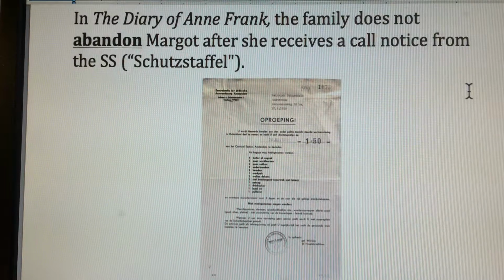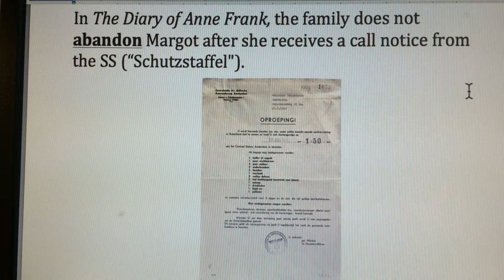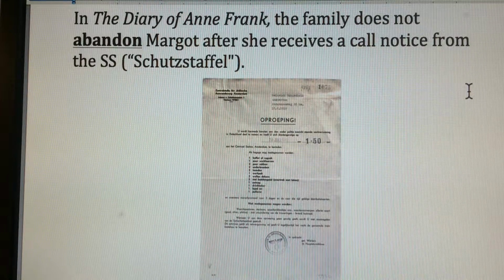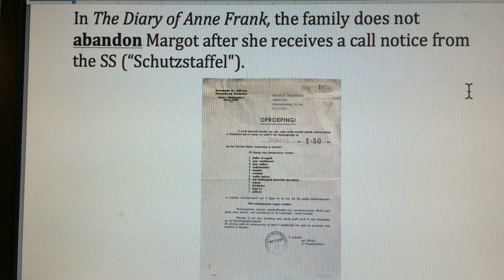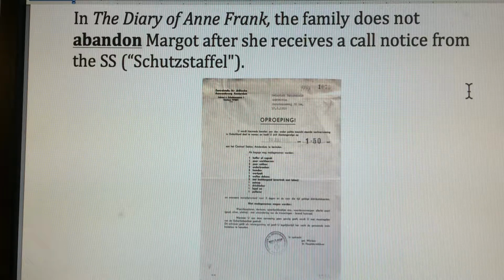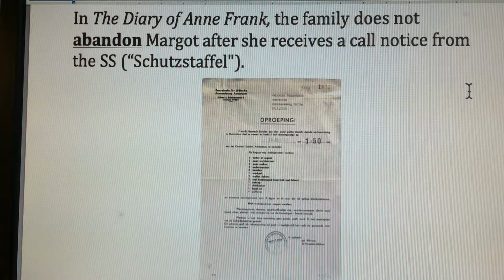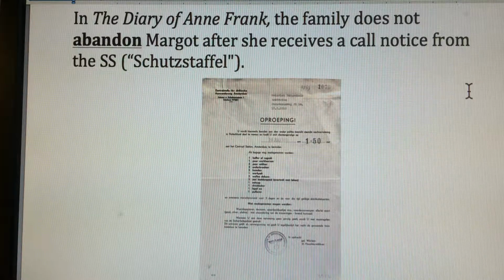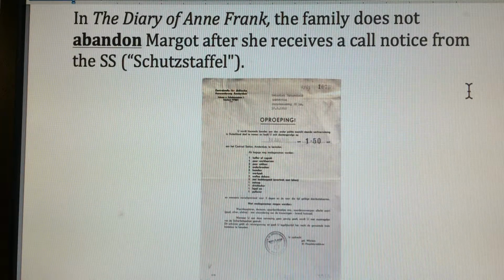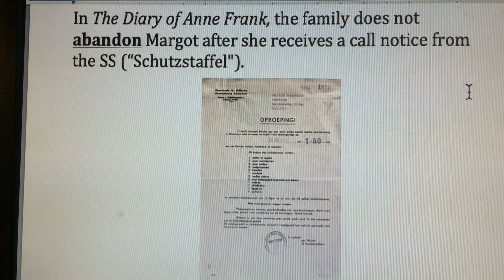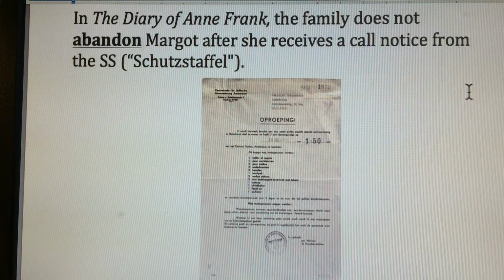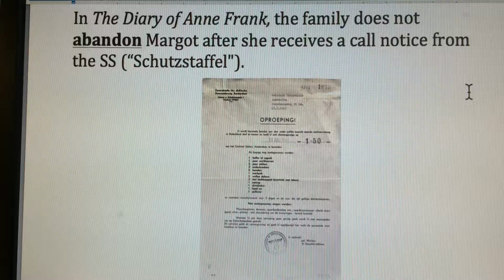In the Diary of Anne Frank, which most of you read in English 1, the family does not abandon Margot after she receives a call notice from the SS, Schutzstaffel. A call notice was when the Nazis would send a paper to call you up and say, hey, you need to leave your family and go to a labor camp, and some of them were later put in concentration camps and killed. But the family decides to not abandon Margot.